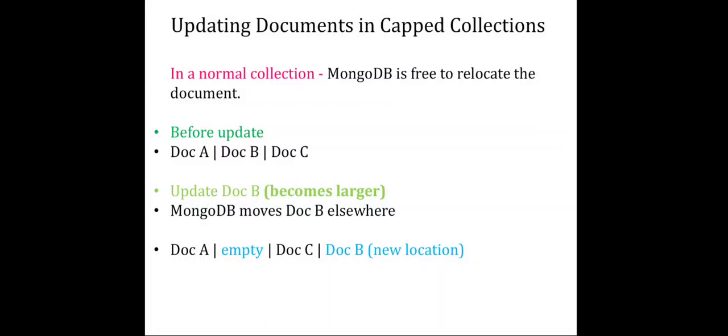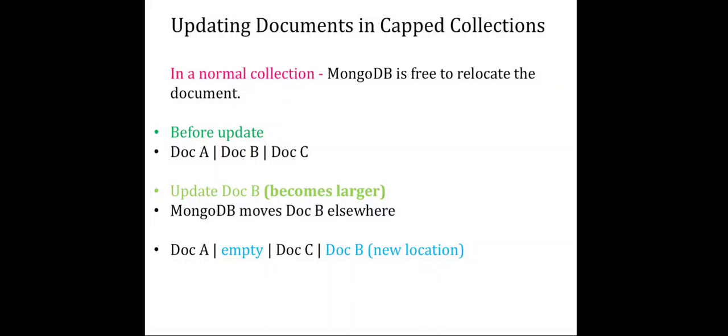Next, updating documents in a capped collection. In a normal collection, MongoDB can freely move documents. Suppose we have three documents, document A, document B, and document C. If document B is updated and becomes larger, MongoDB can relocate it to another storage location. So the order may become document A, then an empty space, document C, and finally document B at the new location.